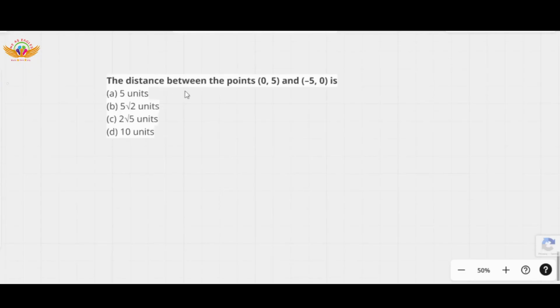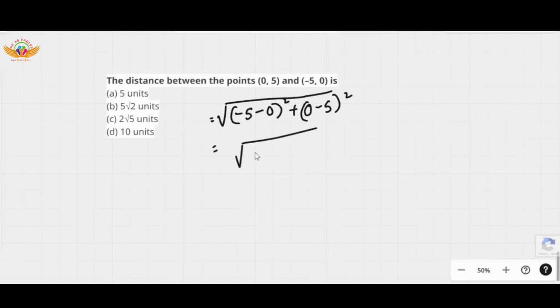It is a direct question here. Just find the distance formula, root of minus 5 minus 0 whole square plus 0 minus 5 whole square. I am doing it directly. These are MCQs, so you also have to do them directly. Don't write the formula, substitute, and don't waste your time in your exam. For MCQs, half of the question you have to do in the mind. Only the steps which you feel are difficult, present on the paper. Time management is very, very important.